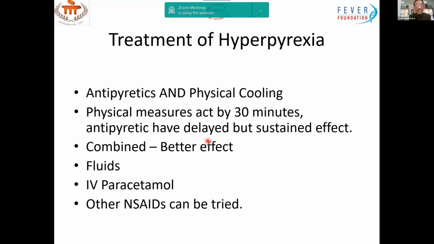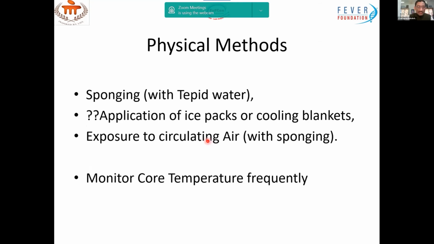To hasten the temperature loss, there should be enough fluids. So give liberal amounts of oral and intravenous fluids. IV paracetamol is quite useful as an antipyretic. Other NSAIDs can also be used. Rectal route can also be tried for reducing temperature.